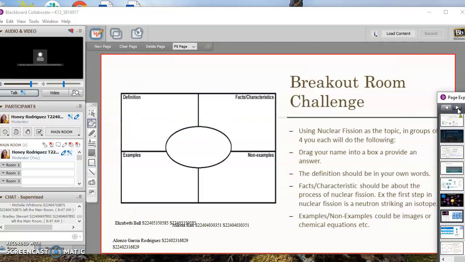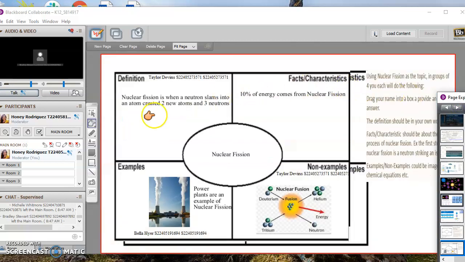And then we had a breakout room challenge, and I shared a slide where you were to give me a definition of nuclear fission, and this person said it's when a neutron slams into an atom and 2 new atoms and 3 neutrons are created. A fact was that 10% of the energy that we use comes from nuclear fission. An example, Bella decided to put a power plant here because she's saying this is where nuclear fission is happening.